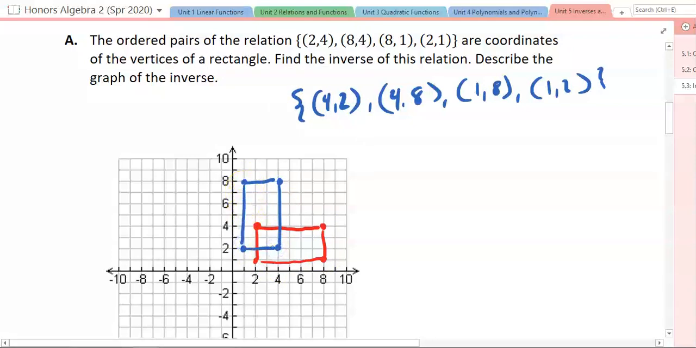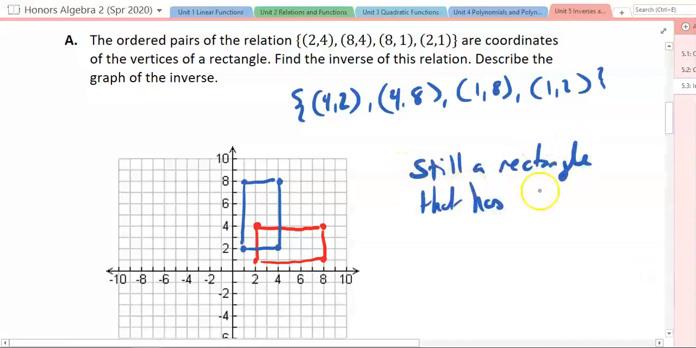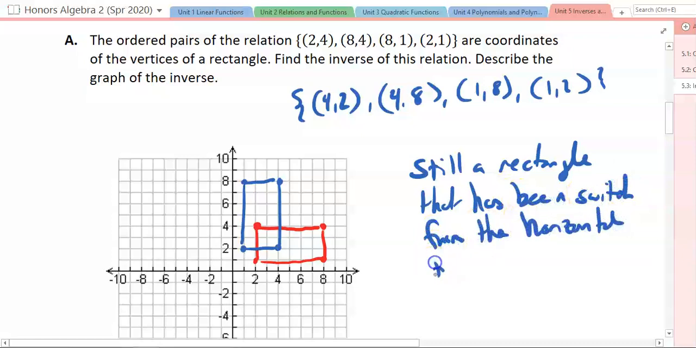So this isn't a reflection across an axis. This isn't a flip or a twist. It completely changes my domain and range values in relation to one another. So what does the graph of the inverse look like? Well, it is still a rectangle that has been switched from horizontal to vertical.